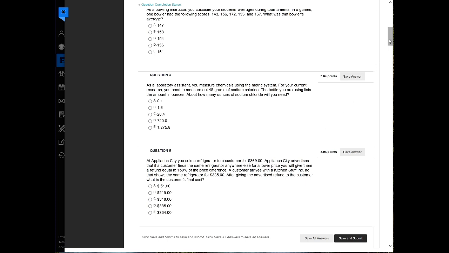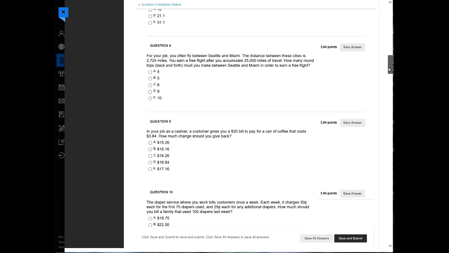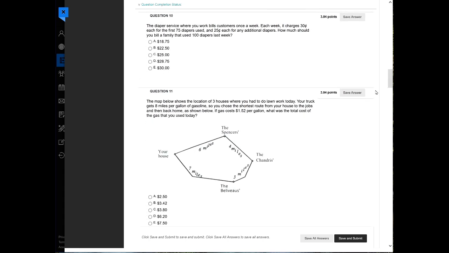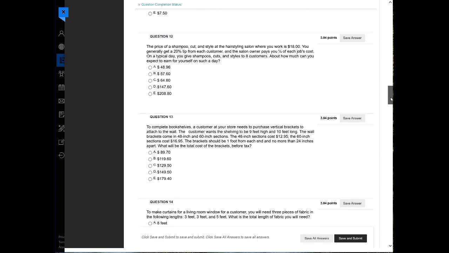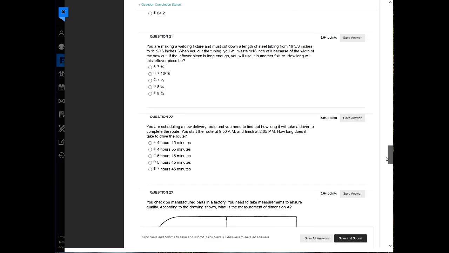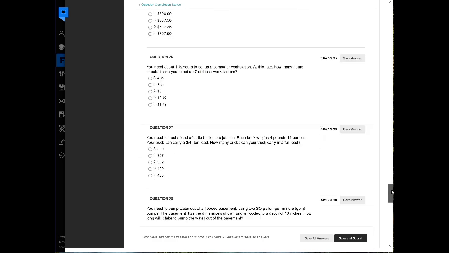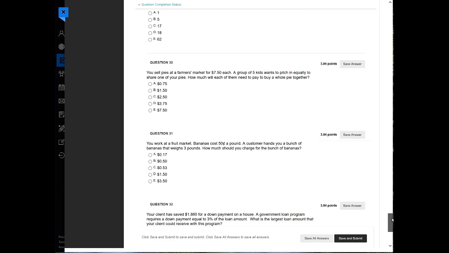Do 4 or 5 of them at a time. Rest. Gather yourself back together and do some more. Do 1 or 2 or 3 at a time. Save the answers. Take a break. Come back. Figure out the answers for some more of them. And keep on going until you get to the end.